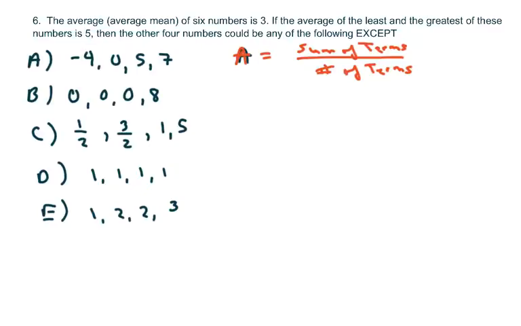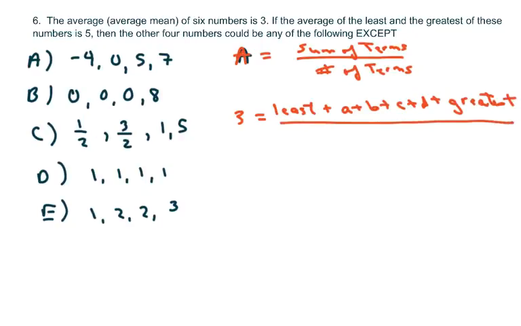So we could say that 3 equals the least plus, there's 4 in the middle, A plus B plus C plus D plus the greatest, all over 6. Alright, so all this equals 18. So 18 equals the least plus A plus B plus C plus D plus the greatest.